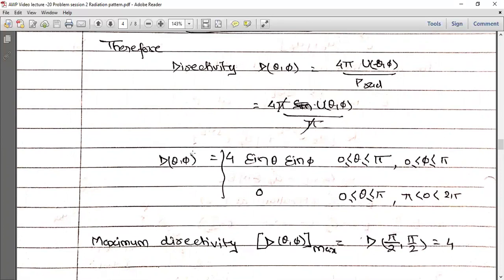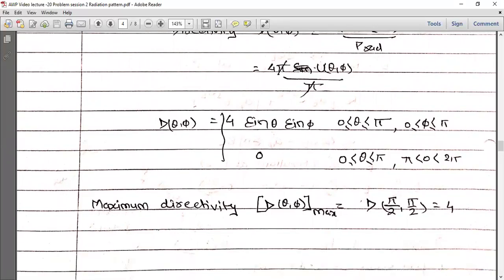One more thing we can tell about D(theta, phi): the maximum value of directivity will be along the directions where sin theta and sin phi are both maximum. Both will be maximum when theta equals pi by 2 and phi equals pi by 2. So along the direction theta equals pi by 2, phi equals pi by 2, you get maximum directivity given by 4. In any other direction, the directivity is always less than this value. Okay, so sin theta, sin phi, that will be our second numerical.